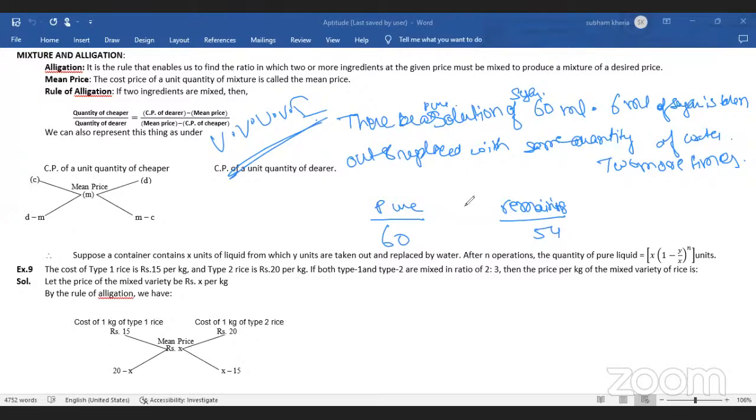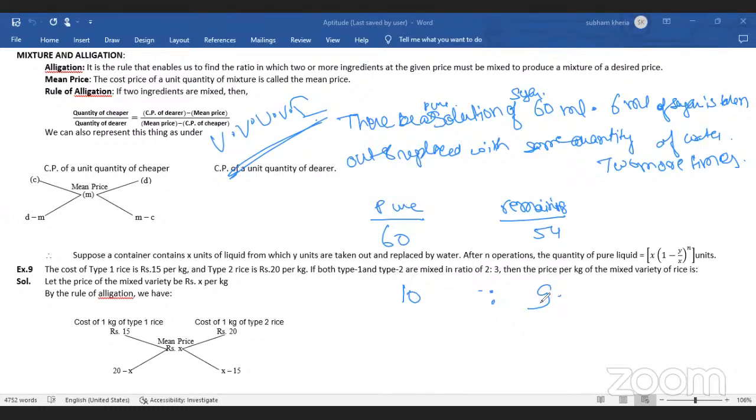Do you understand the point? If the pure solution is 60, then remaining is 60 minus 6, 54. Can you calculate the ratio? 10:9. Yes or no? Can you understand this point? Quickly tell me, the 10:9 one. 10:9, the ratio between pure and remaining.